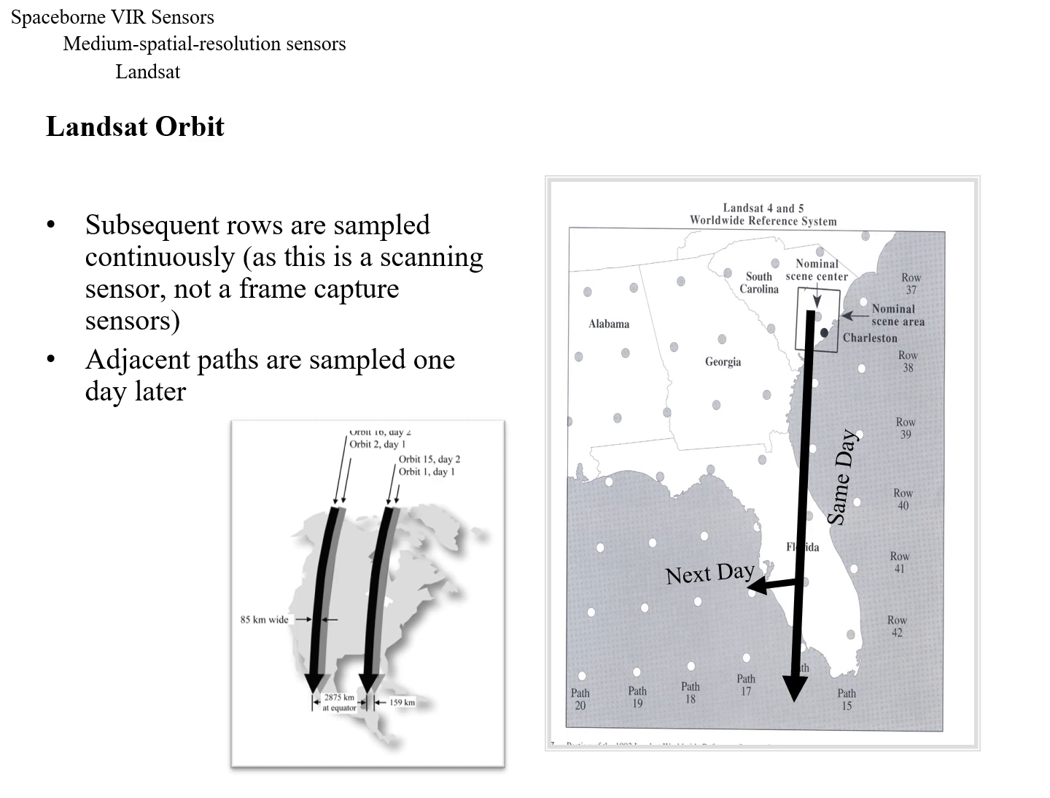The important thing to know is that subsequent rows, so as you're going north-south, are sampled continuously. It's a scanner success there. It's not frame capture. And then adjacent paths are sampled 1 day later. So that means that you have continuous weather conditions north-south. So if you're socked in by clouds at one particular path row combination, you're probably going to be socked in by clouds at the next further south path row combination. However, the next adjacent path is sampled 1 day later. And so by then, weather conditions may have changed. So it just makes it very different when you're doing mosaicing, whether you're working north-south or east-west.